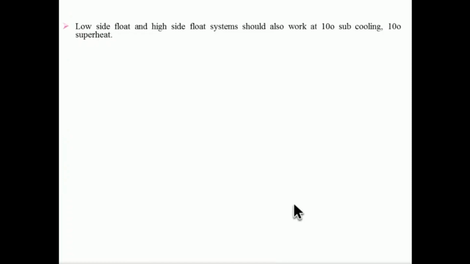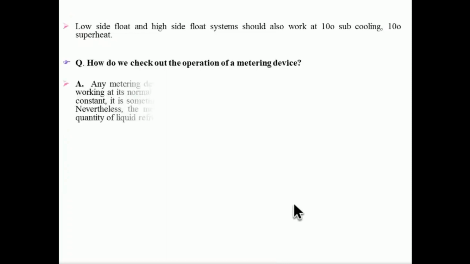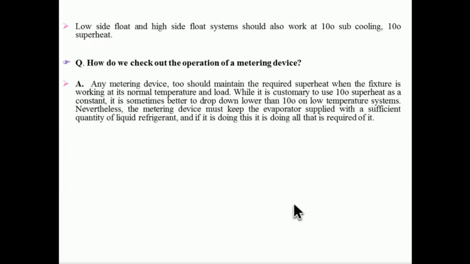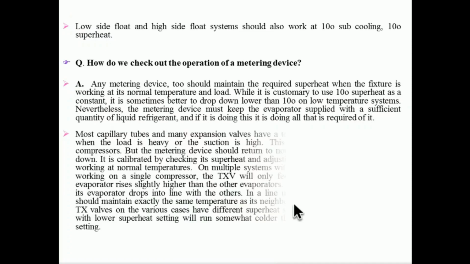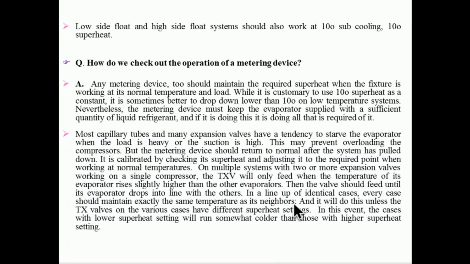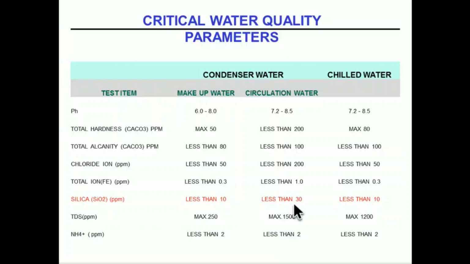The low side closed and high side closed also follow the same system here. So how do we check the operation of the metering device? Here, same thing I was telling you, superheat is the only thing which can indicate it, provided the refrigerant charge is perfect. Then of course the fine tuning can be done based on the adjustment. Here we have talked about the capillary tube and how it functions, so you can please go through that.